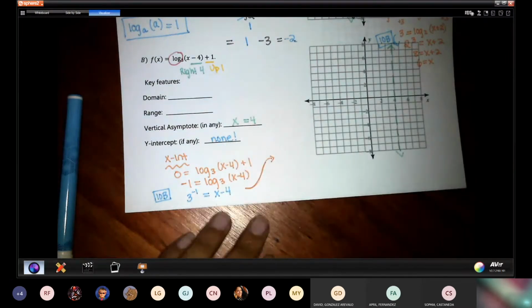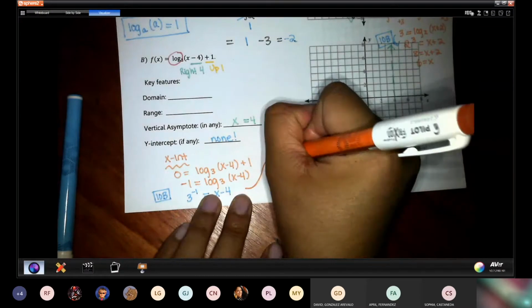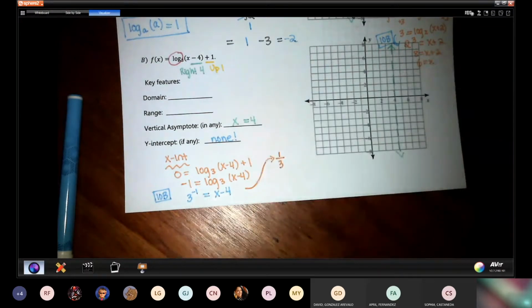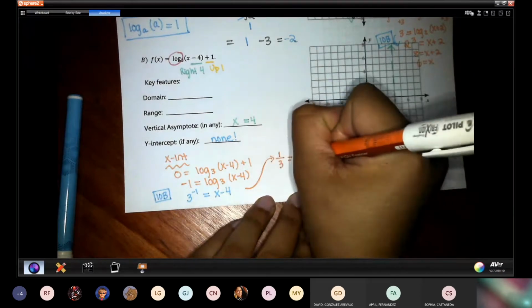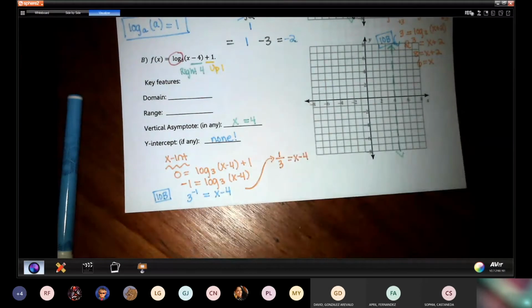3 to the -1 power is the same thing as 1 over 3, right? Equals x minus 4. How do we get the x by itself? Oh, there you go, David. It's okay. We'll brush up on our exponent rules this unit. Don't worry. All right, and then how do we get the x by itself? Anyone?